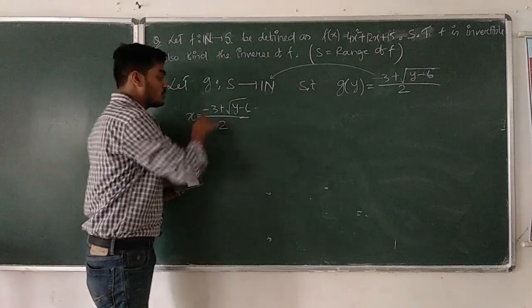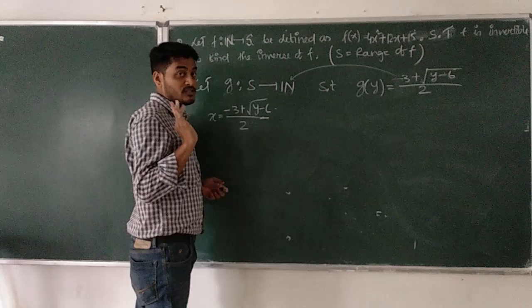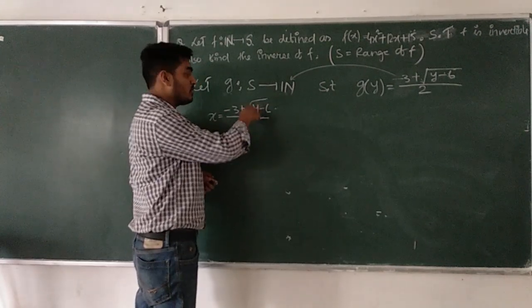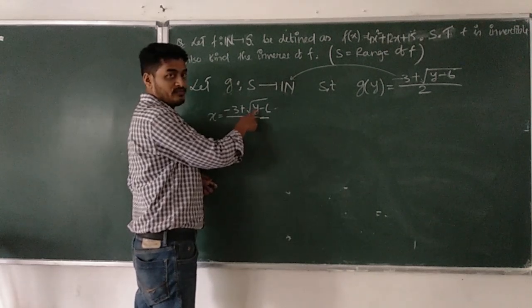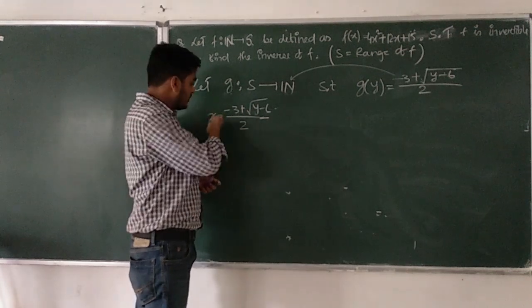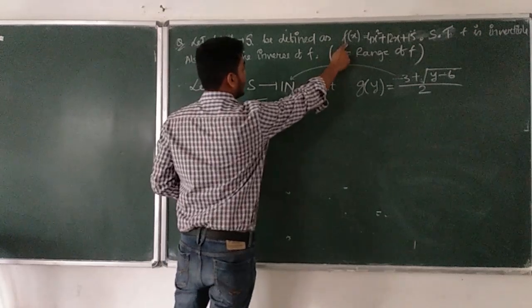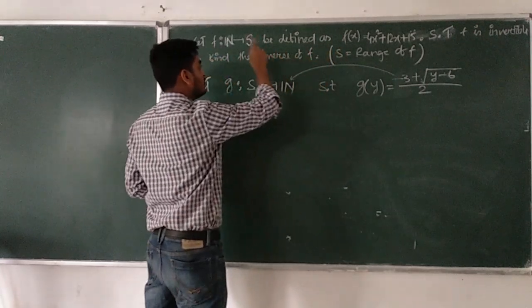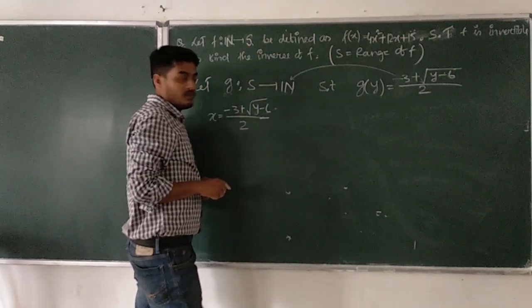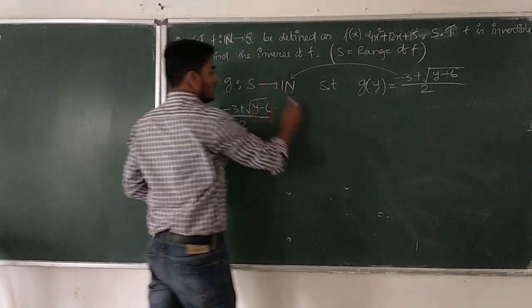Now again the question will arise: if y is less than 6, then what will happen? Then it will be a complex number. Suppose y is equal to 5, then 5 minus 6 is equal to minus 1, and the square root of a negative is a complex number. Then what about the values of x? Remember, for f of x, y is an element of the range set. What is the smallest value of x? x is a natural number, so the smallest value of x is 1.